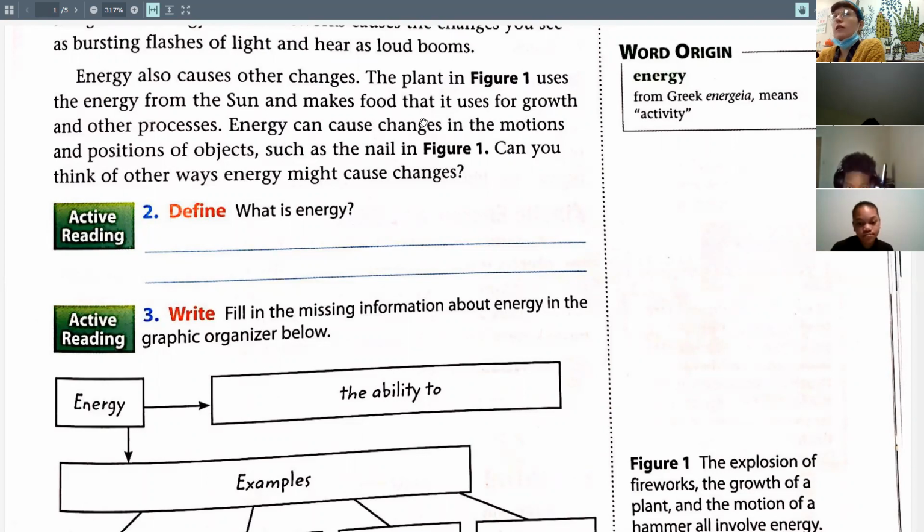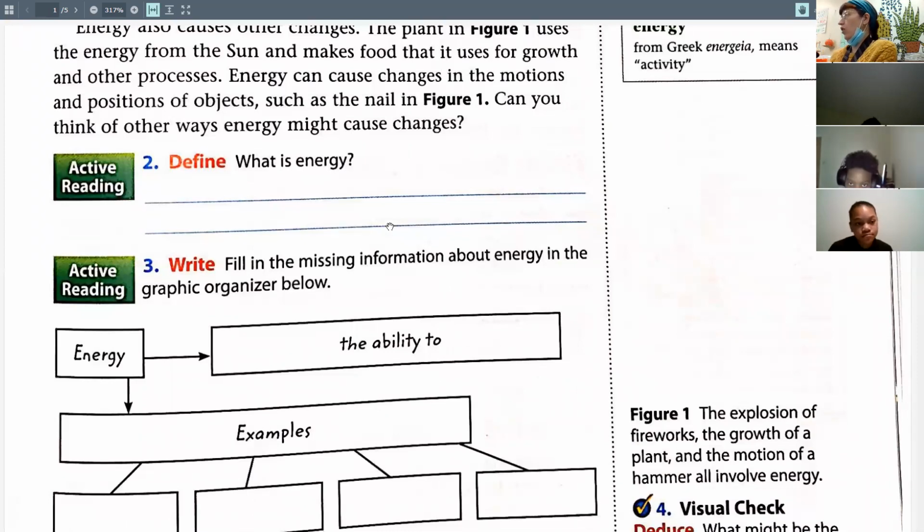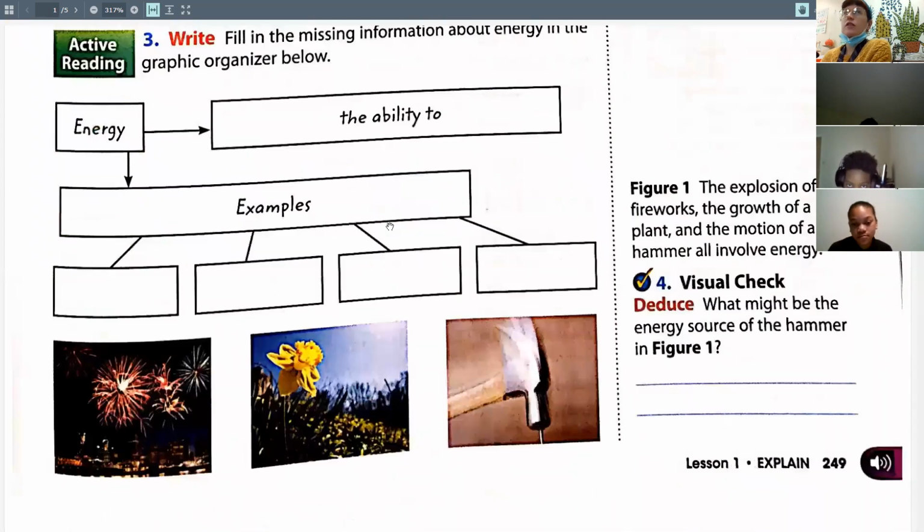Yes? Huh? We will write all of it in the foldable when we start it, I promise.